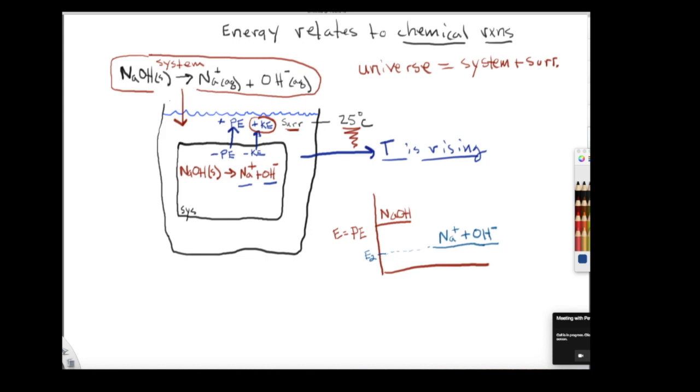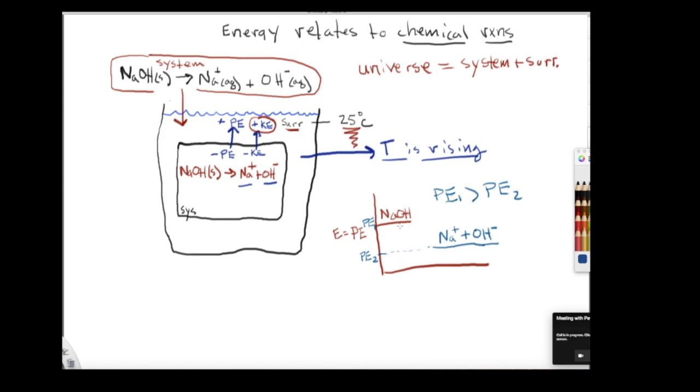You know what, let me try to be consistent, but you guys are going to have to get used to being able to go between PE, KE, and energy. But for now, I'll write it this way. So this is going to be PE2, or PE of the products, and this is PE1. And you can see that PE1 is greater than PE2, and this is where I made a mistake last time on that video that I clarified with a banner.